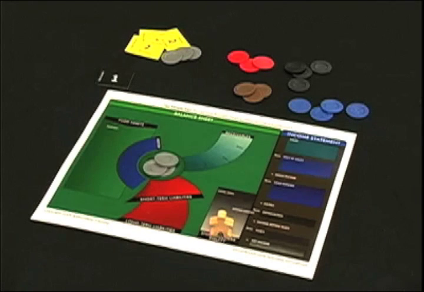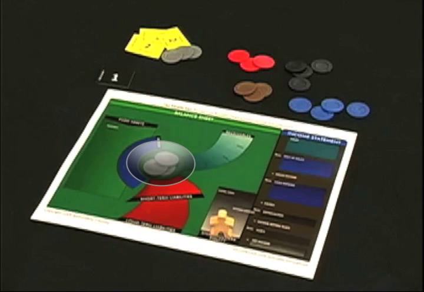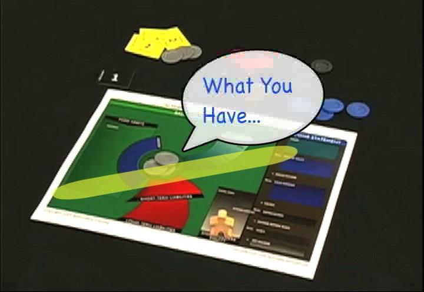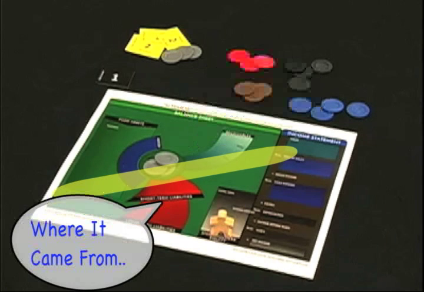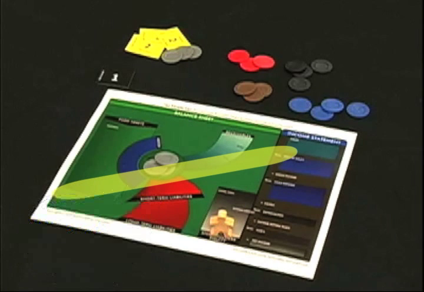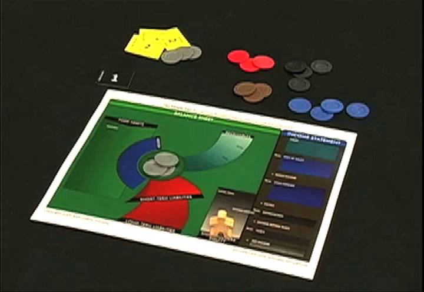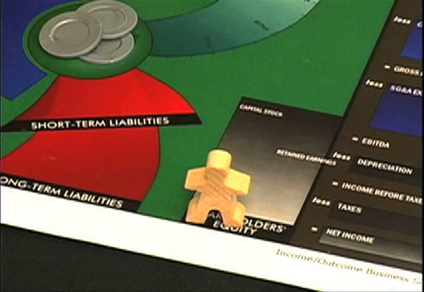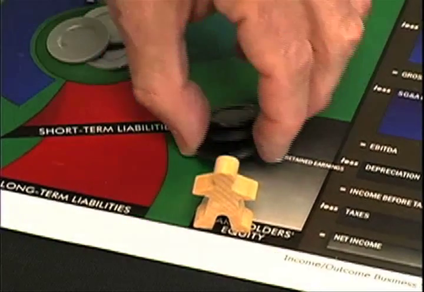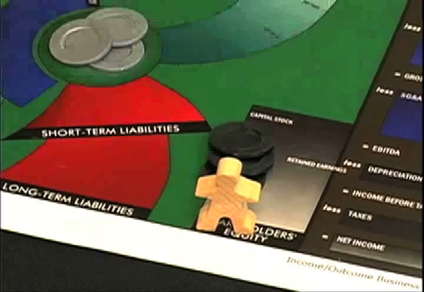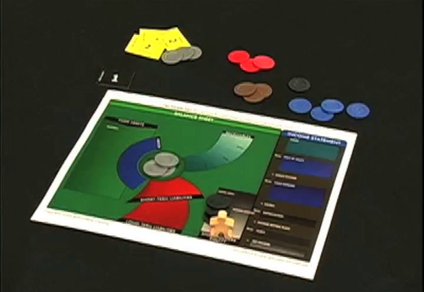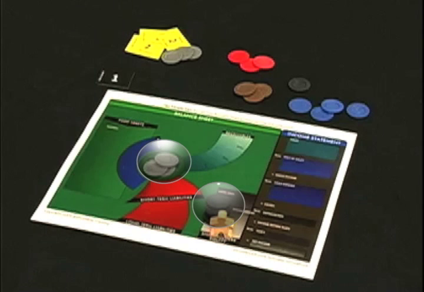Now you're in business. You have cash which sits on the balance sheet. The balance sheet shows what you have and where it came from. And logically, these amounts will balance. Your cash of 3 comes from your investment in the business, so you have equity of 3. So we take 3 black chips and put them in the capital stock area. The black equity chips are not cash. They are just a reflection of how much of the business you own.